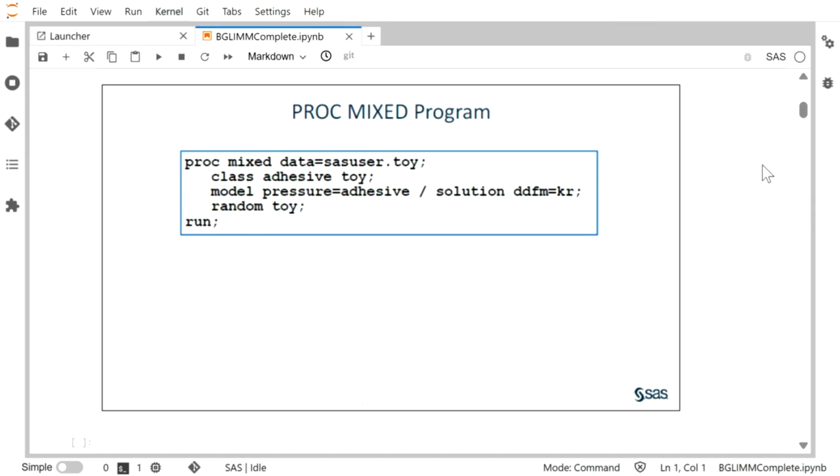Does that look familiar to you? Yeah, that is a very basic structure. This is our typical PROC MIXED call. Pretty simple code, right?